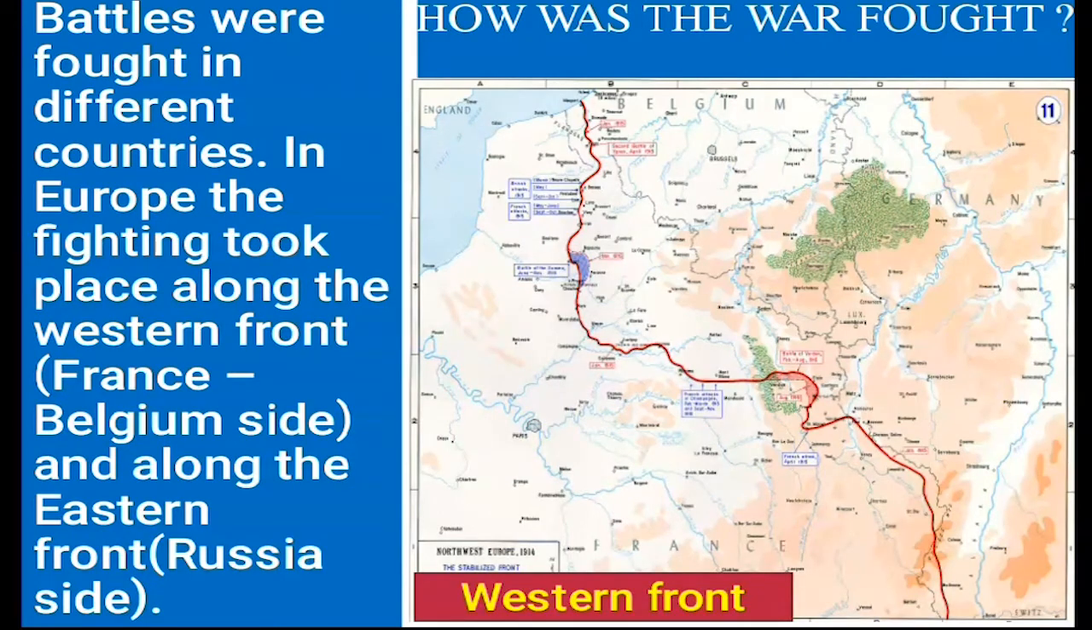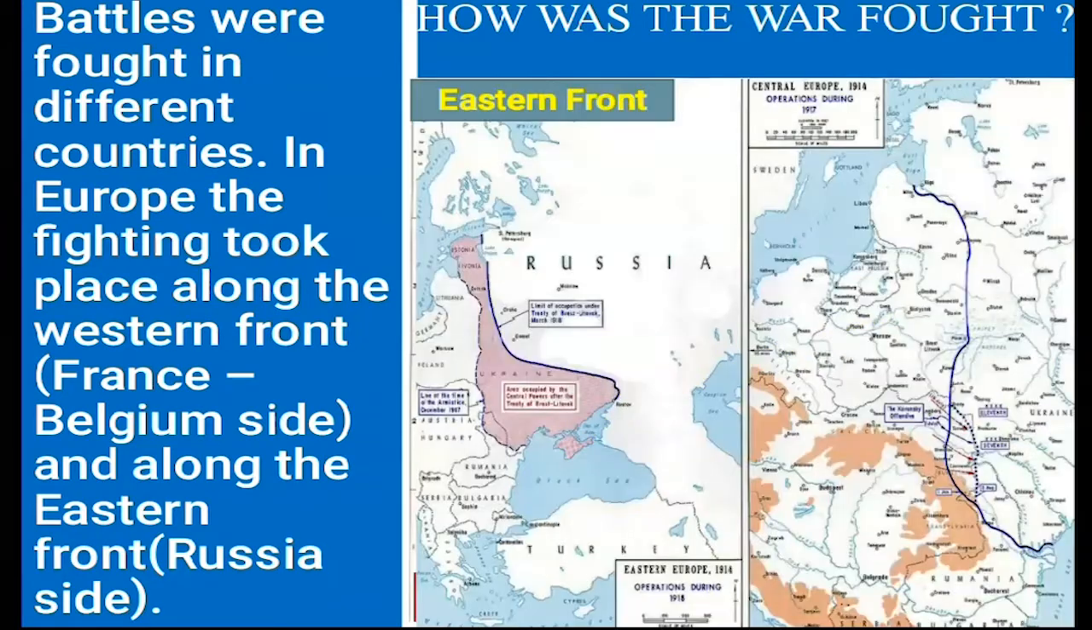Battles were fought in different countries. In Europe, the fighting took place along the Western Front. This is the Western Front. Here we have France and Belgium. And along the Eastern Front, that is from the Russian side, here we have Russia, and this is the Eastern Front.